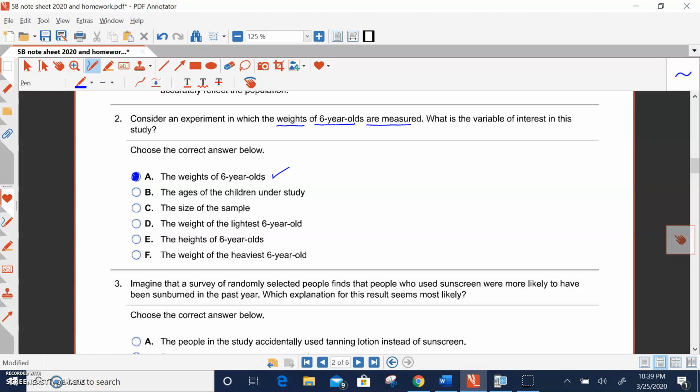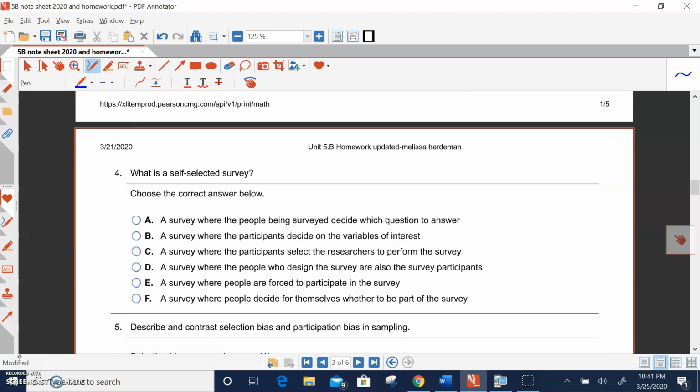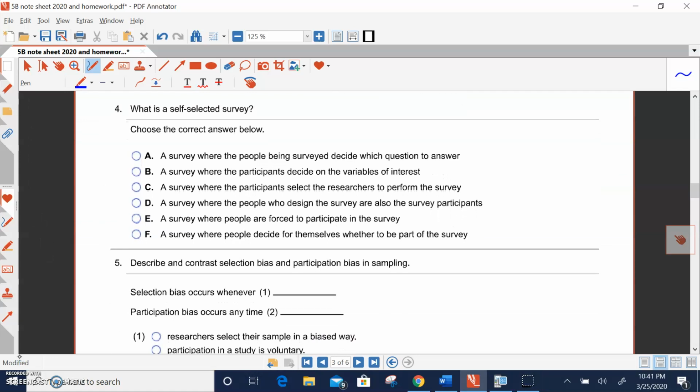Okay, pause it, read number 3, and then come back. The answer here is E. We're surveying randomly selected people who have used sunscreen and found that they were more likely to have been sunburned in the past year. If you read through these different options, you'll realize that people who use sunscreen are more likely to spend time in the sun. Therefore, they're more likely to have been sunburned in the last year. Okay, we'll go to the next one. Pause it, read it, pause it, and then we'll check your answer.